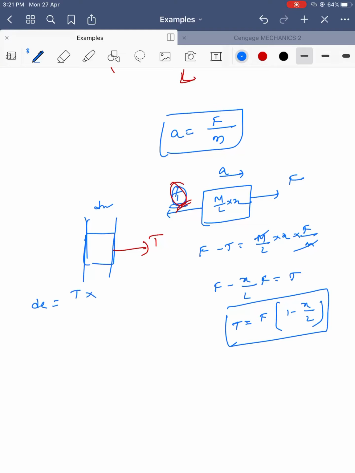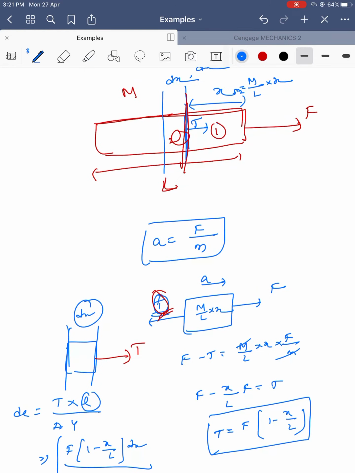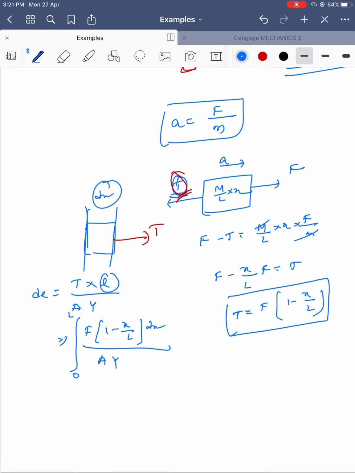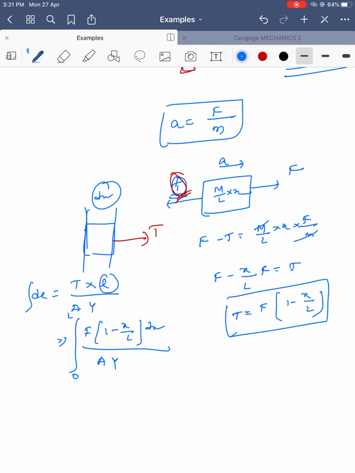The elongation dE is equal to tension into dx by A into Y. T is equal to what? F into 1 minus x by L, and the length is the small section dx, divided by area A into Y. Now, integration: from where to where are the limits? x starts from 0 to L.